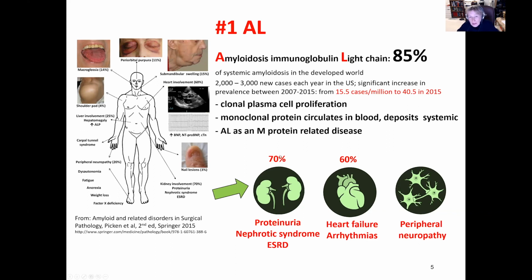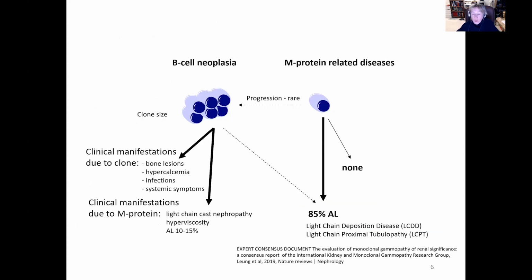Now, AL is an example of an M protein related disease. And Dr. Raza mentioned that AL can be either in association with myeloma or by itself. And this is what being by itself refers to, this M protein related disease. So if we take a look, excuse me, at this cartoon.